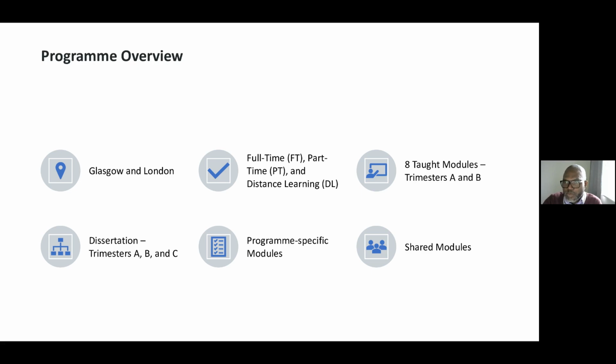The part-time students can start at any time like the full-time students too, but the difference between the full-time and the part-time is that the full-time students will undertake 4 taught modules in one trimester, while the part-time will undertake 2 taught modules in a trimester, and that applies to the distance learning students as well. So overall, you undertake 8 taught modules over the course of your MSc program here, and that normally takes place in trimesters A and B.